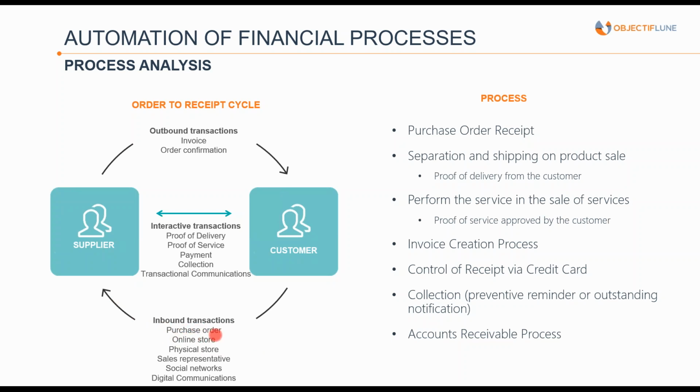The purchase order could come from an online store, e-commerce, or from a physical store. You go to the store and purchase a product, or if it's a cooperative solution, you can go through a sales representative. The sales rep will get the PO and send it back to the supplier. And with social networks, we actually use them a lot to purchase products. So this generates inbound transactions for the supplier, and this is digital communication that we generally do.